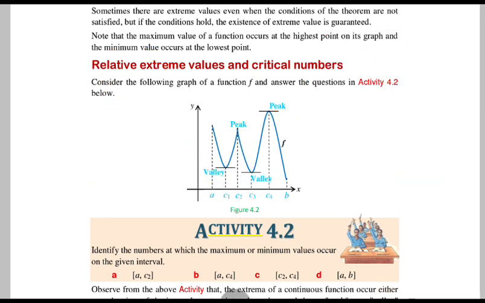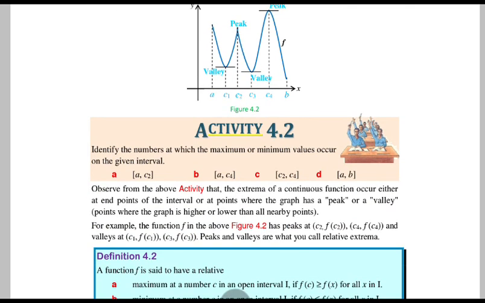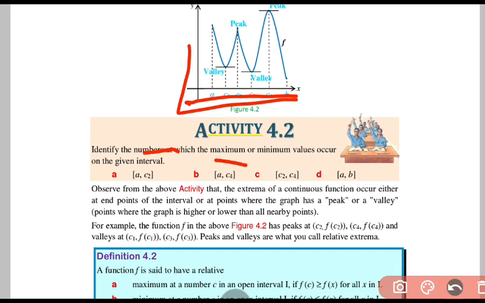Okay. Let's jump on activity 4.2. Identify the numbers at which the maximum or minimum value occurs. The numbers at which the maximum and the minimum value occur on a given interval.